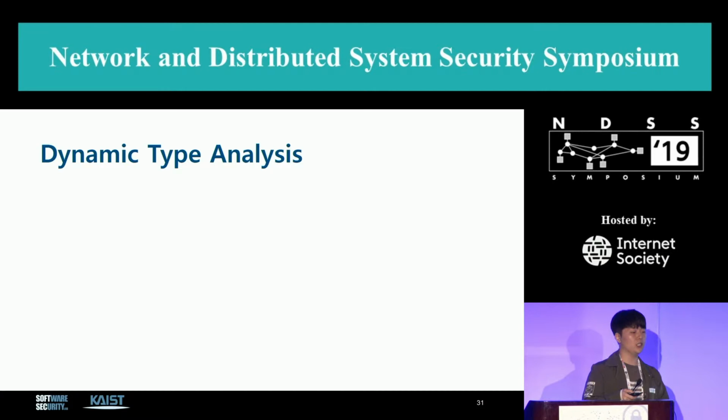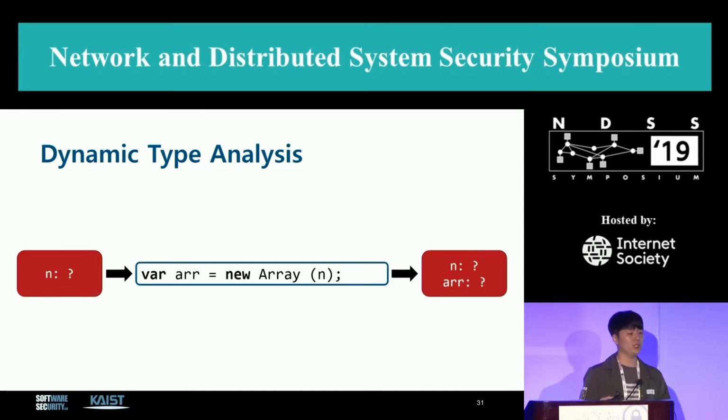Due to the dynamic nature of JavaScript, it is very hard to statically infer variable types. So we choose the dynamic type analysis. Let's see how we did with the second code brick.